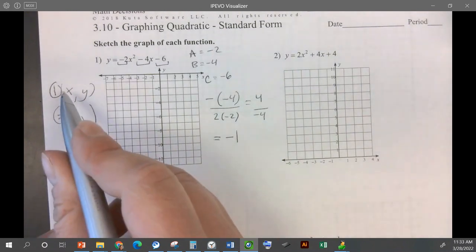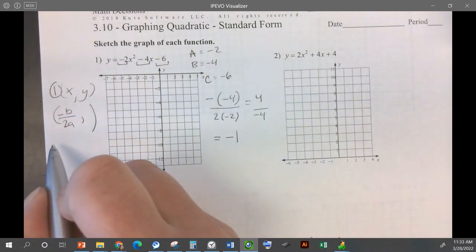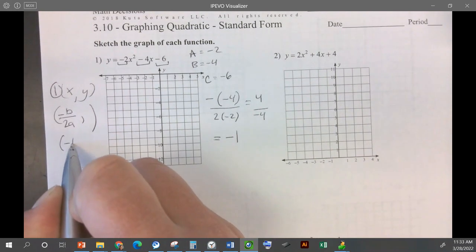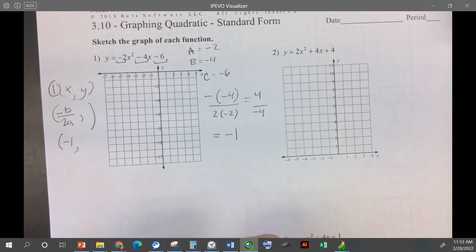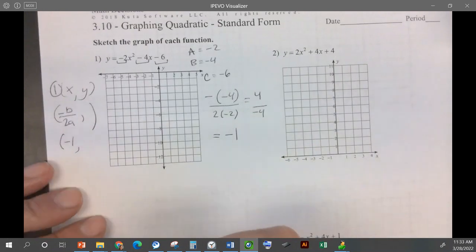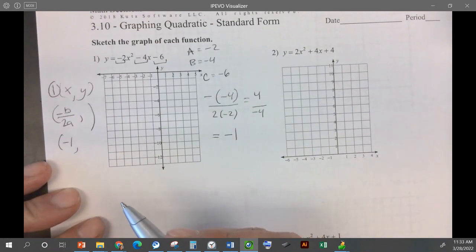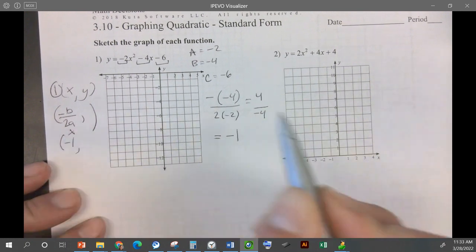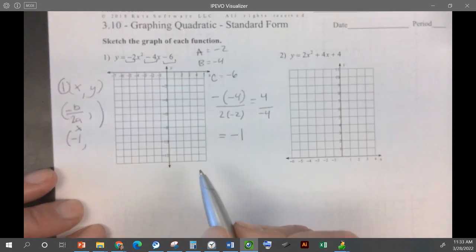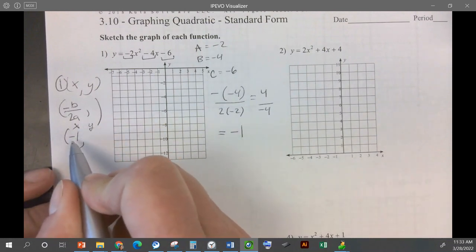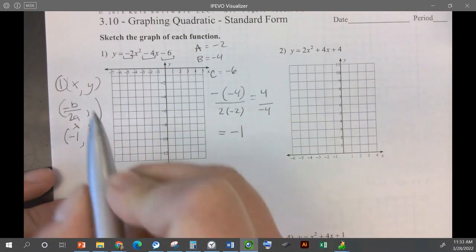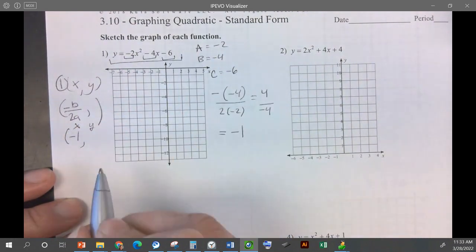Okay, so that's our x coordinate of our vertex. If I wanted to put that over here, I could put negative 1 as the x coordinate of our vertex. All right, so the next thing that we need to do: we want to find when x is negative 1, what is y? So we can use our function to find that.